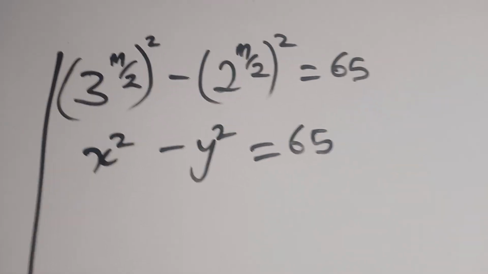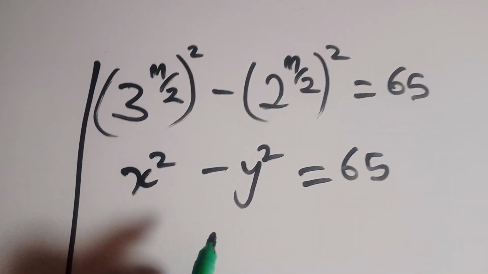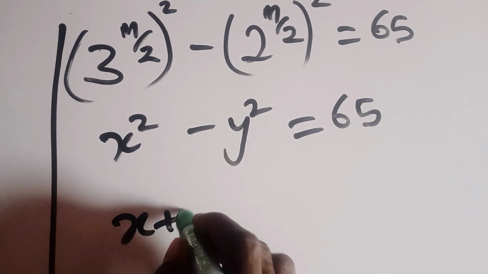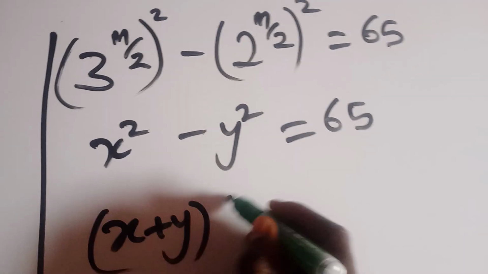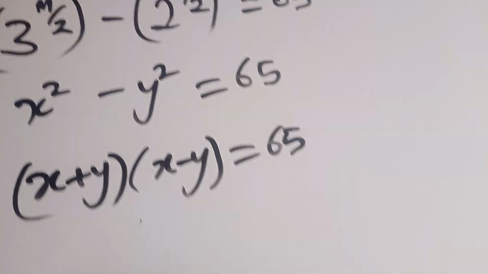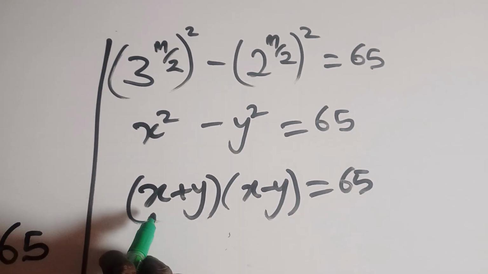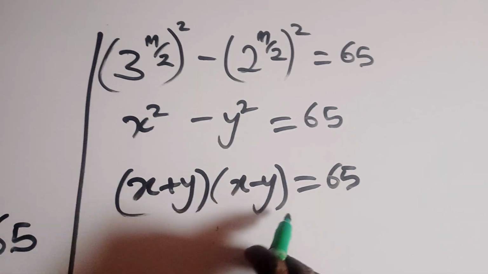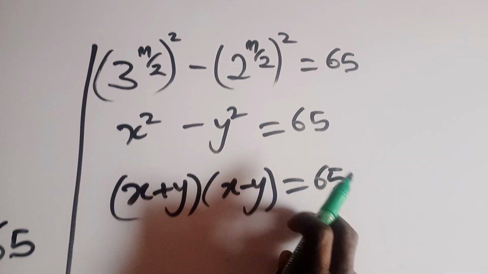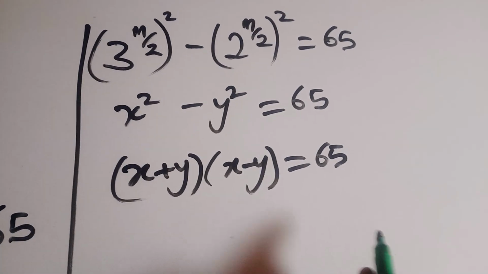Once you understand up to this stage, this is a difference of two squares. So when I expand this, I will be having (x plus y) into (x minus y) to be equal to 65. Since x plus y will be greater than x minus y, I will have to expand this particular 65. I will have to rewrite 65 to be 13 multiplied by 5.